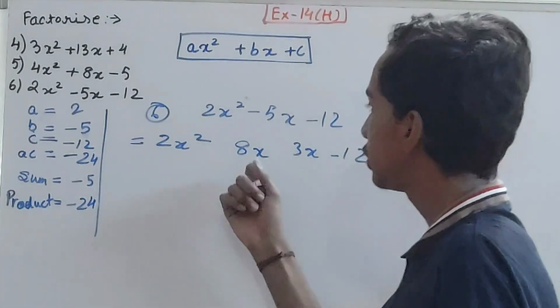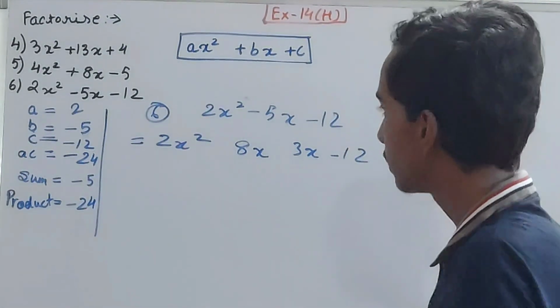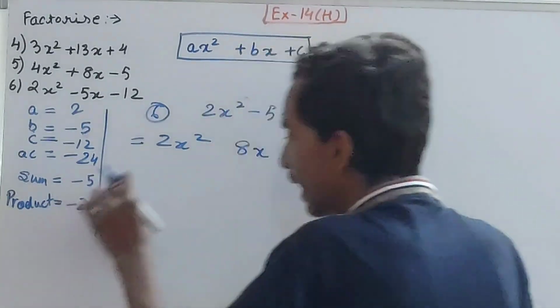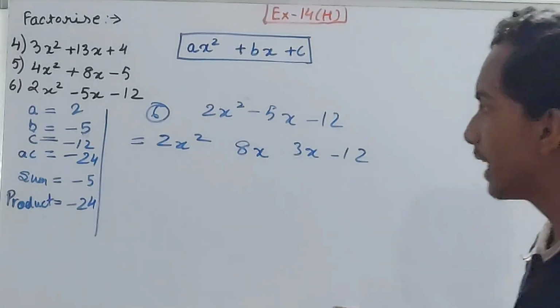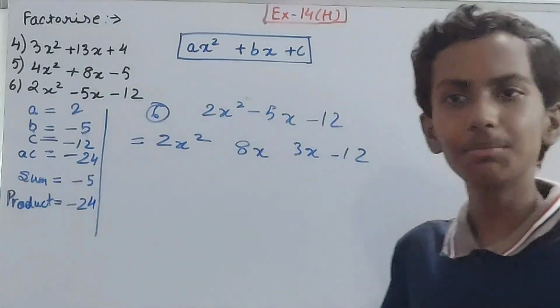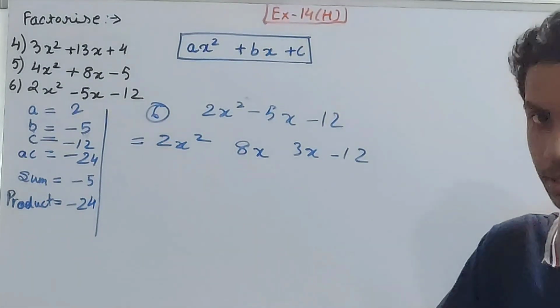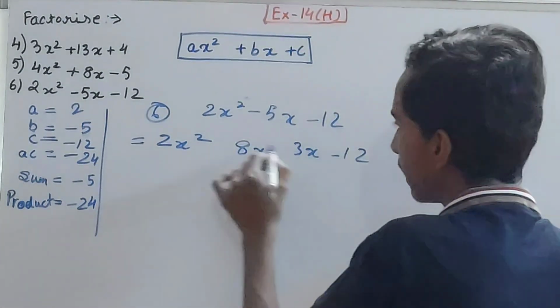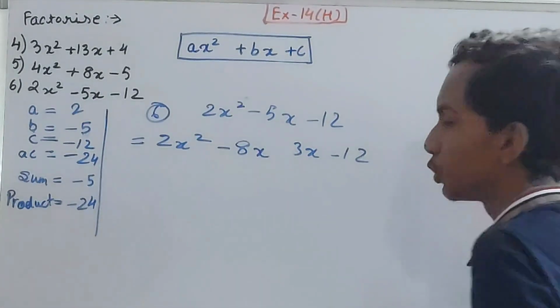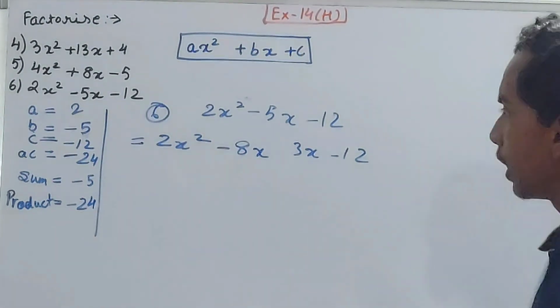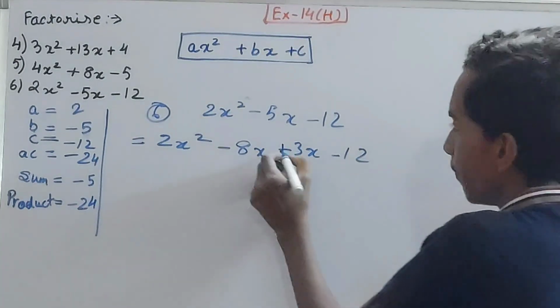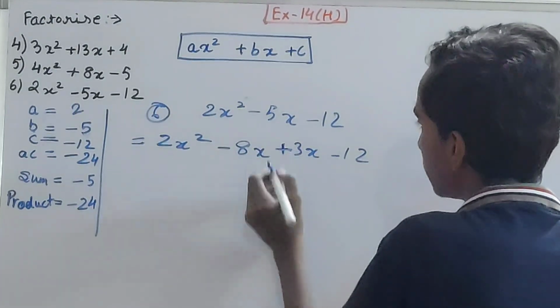Now see, the sum has to be minus and the product is also minus. So if the product is minus, it is clear one term is positive, one term is negative. And the sign of the sum is minus, so that means the sign of the greater term will be minus. So which is the greater out of 8 and 3? 8. So you put minus. And as we have discussed, one is minus, one is plus, so the other one will be plus. Okay, minus 8x, plus 3x.